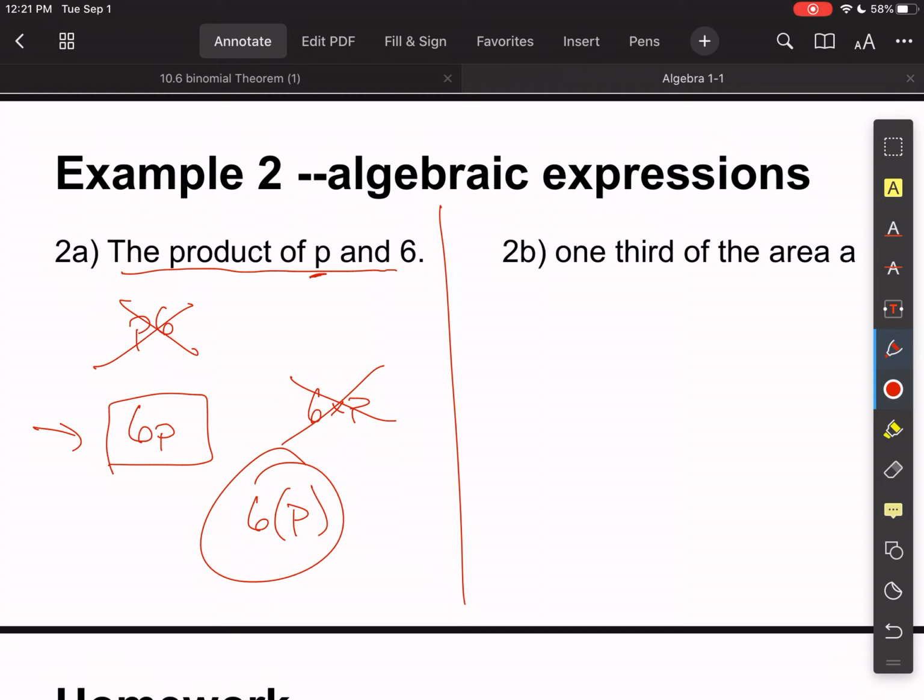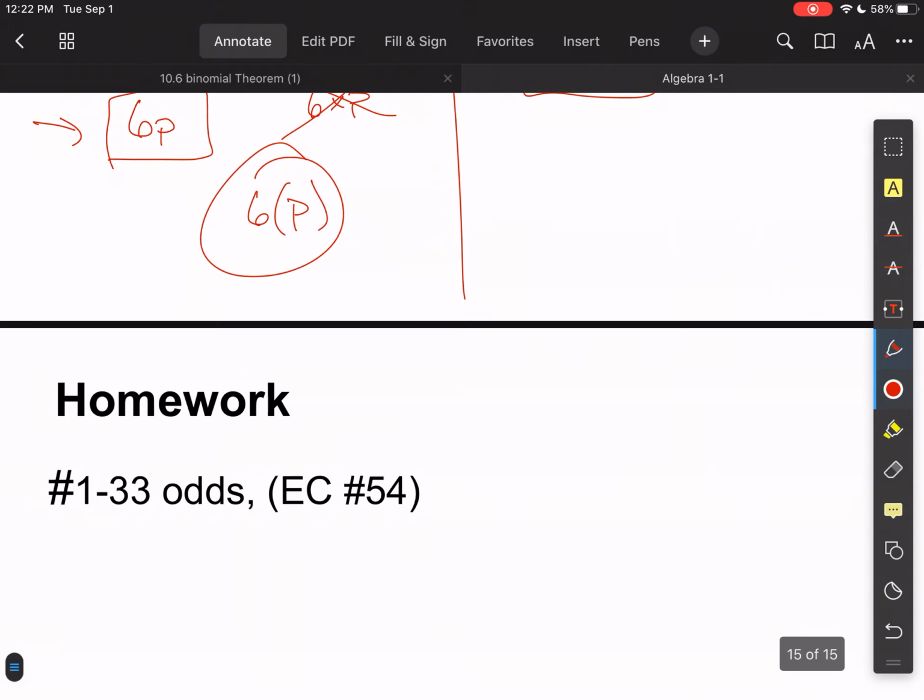2b says 1/3 of the area A. So area A is a variable, right? So we have 1/3 of. Of means multiply, right? That is a key word in multiplication. So we have 1/3 of, and we don't need to worry about that sign. And then A, 1/3 of A, 1/3 times A. All right, so that's example 2.